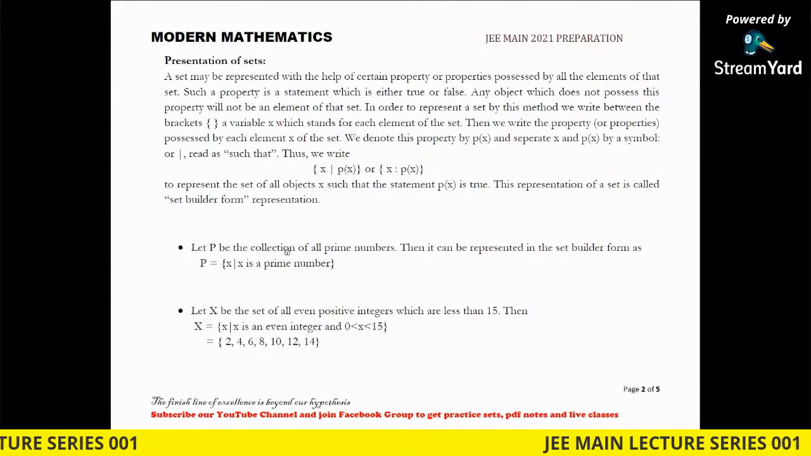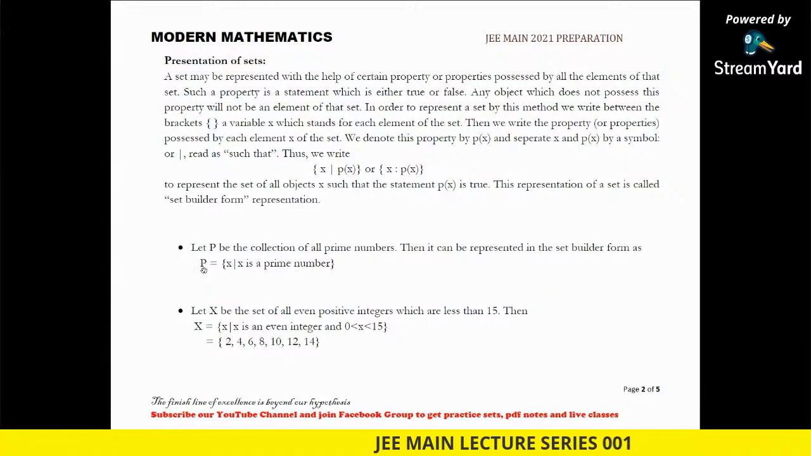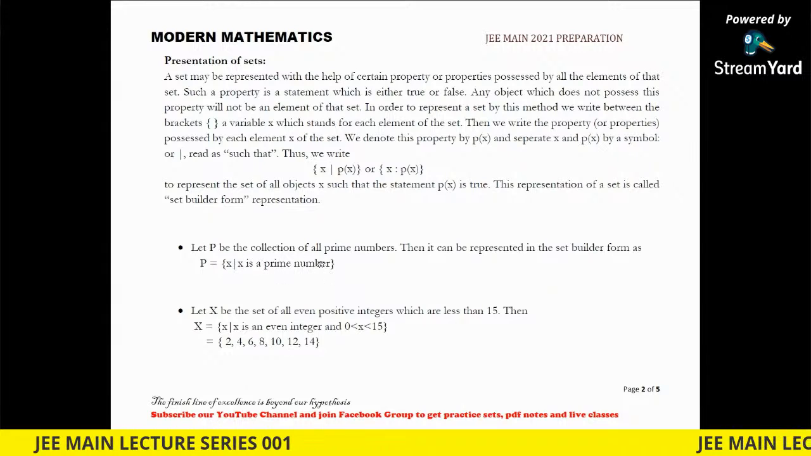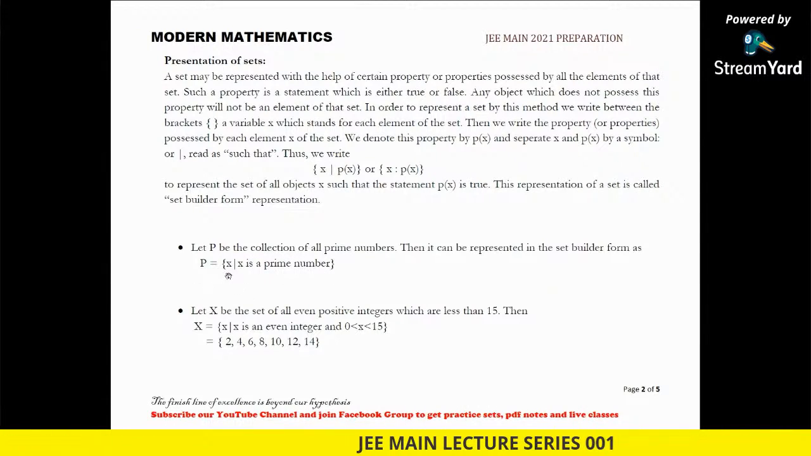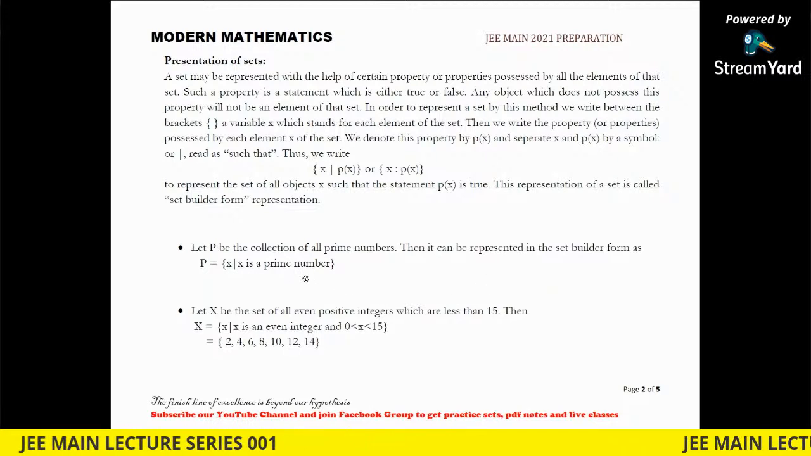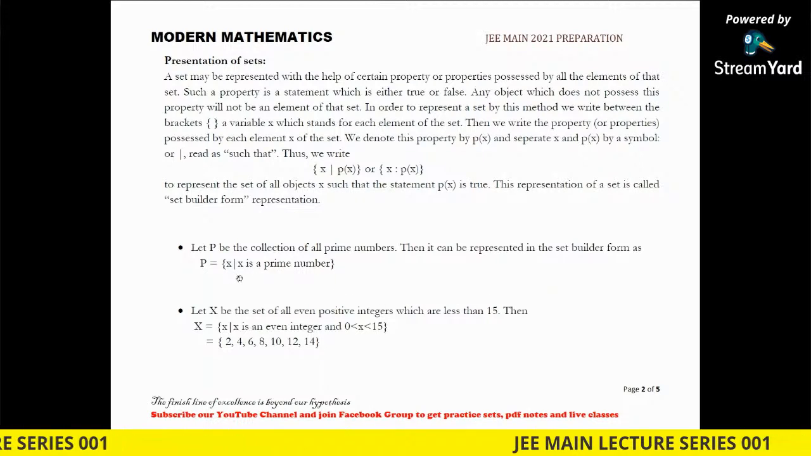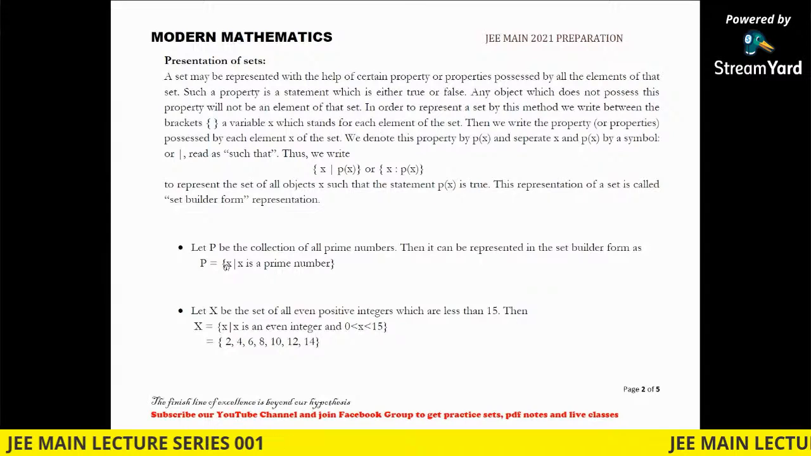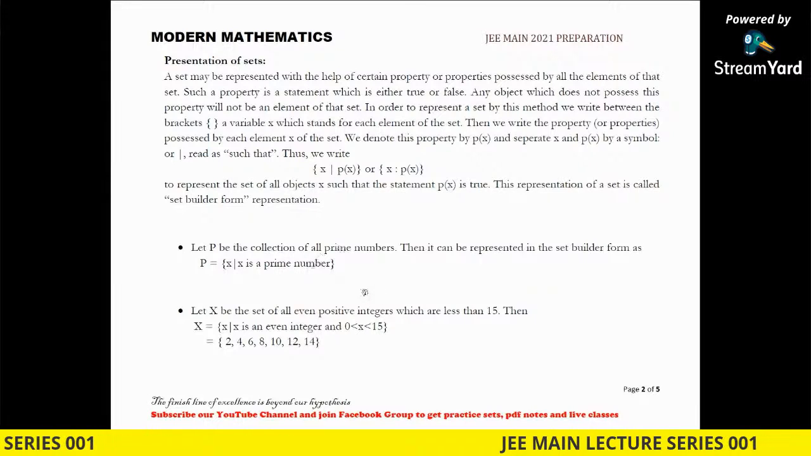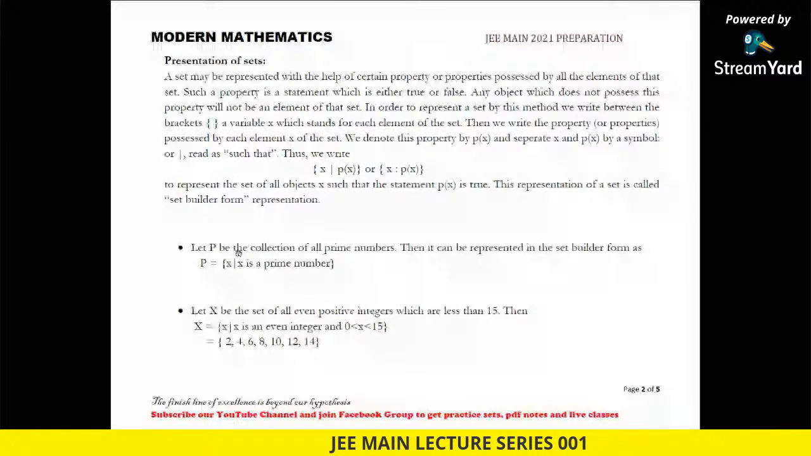Here P is a collection of all prime numbers. I have written it as a set builder method, but you can also write the elements: 2, 3, 5, 7, and so on. That is the roster method. So P can be expressed in two forms.